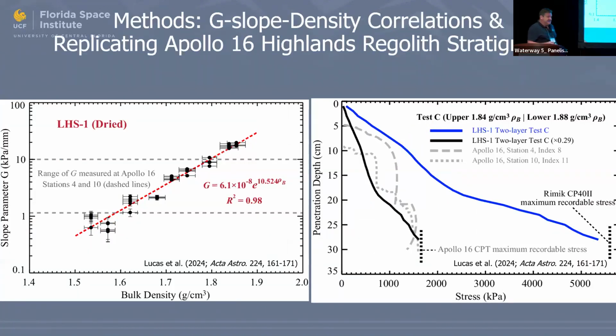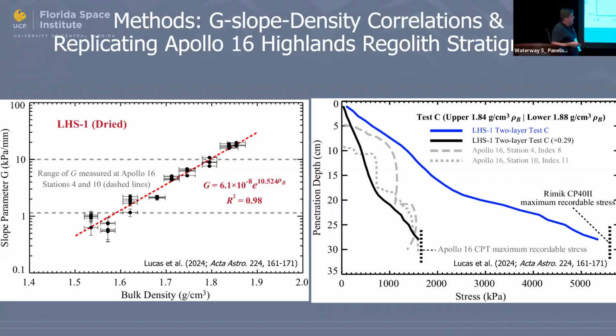With these data, you can develop correlations between penetration resistance, the slope parameter, and bulk density of the simulant. This left plot shows 45 CPT insertions, 9 different packings, 5 CPT insertions each, and you can see that there's a strong exponential relationship, note the log y-axis there, between the slope parameter and bulk density of the simulants. We can effectively sense the density stratigraphy as we're going through the surface.